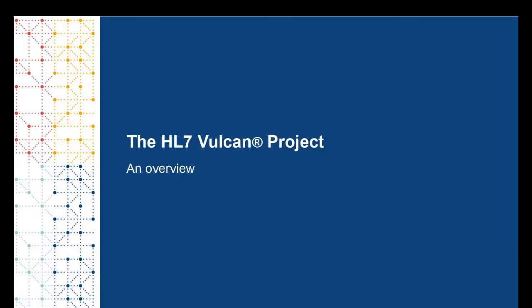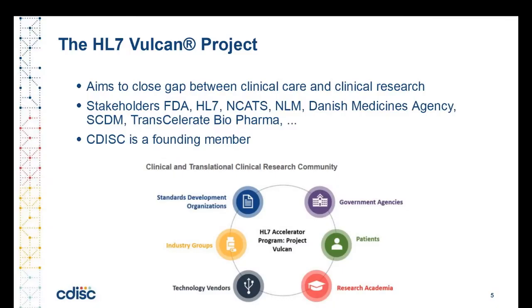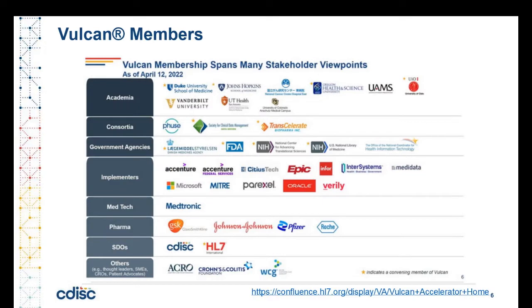Let's start with an overview of the Vulcan project. The HL7 Vulcan project aims to close the gap between clinical research and clinical care. There are a lot of stakeholders and paying or non-paying members, including CDISC. Here is a list of the members involved in the Vulcan project, also available on the project's website.